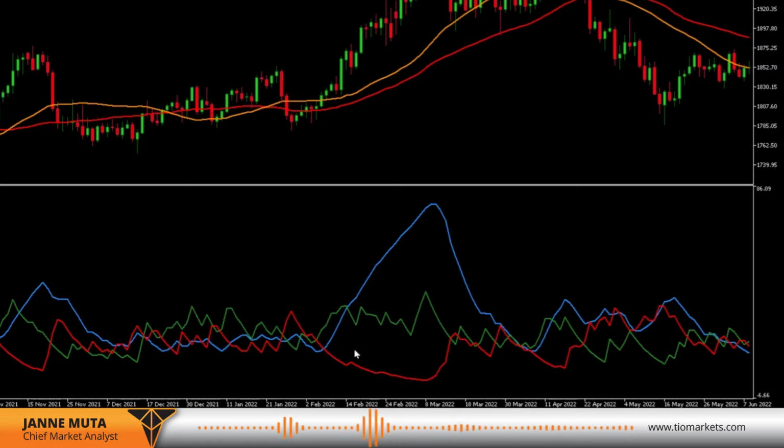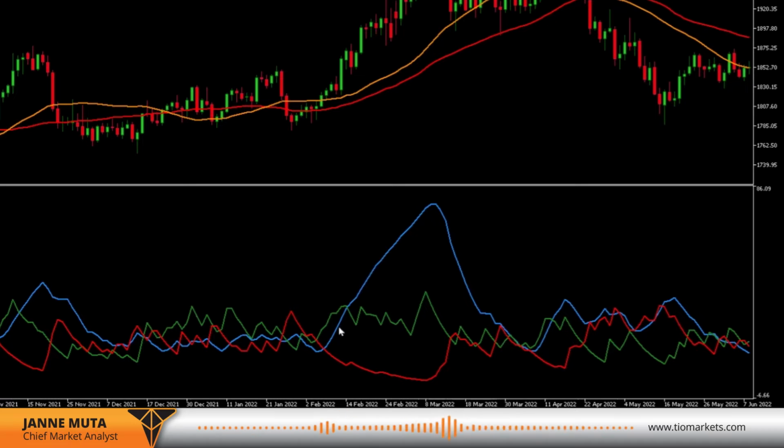Then if you still concentrate on the red and green lines, you can see that here they are kind of zigzagging. There are false signals indicating to you that the market is moving sideways, which it is. Now let's look at the blue line.